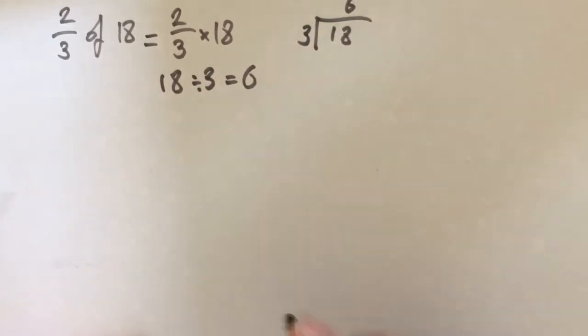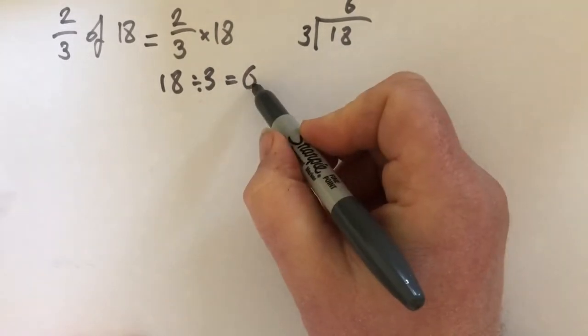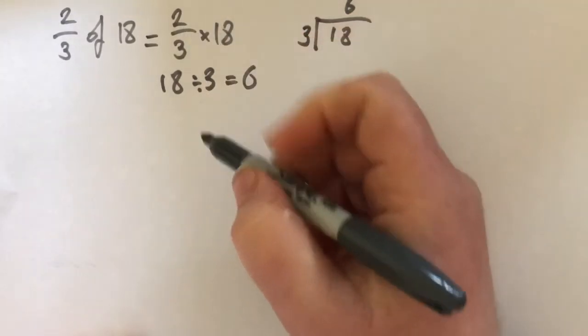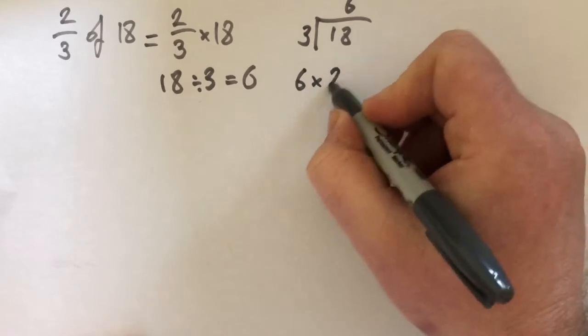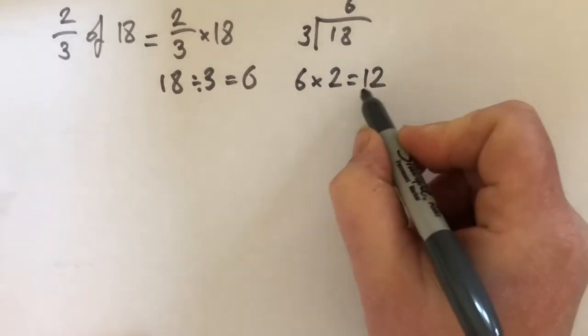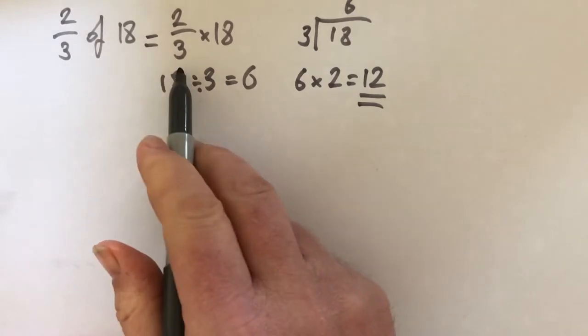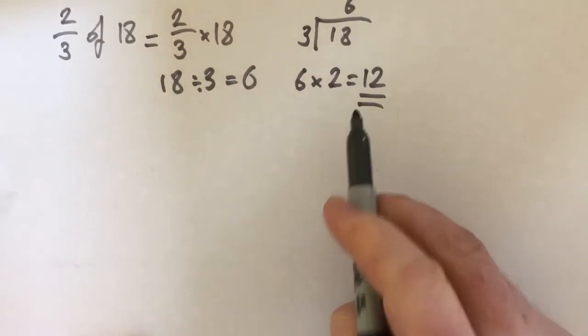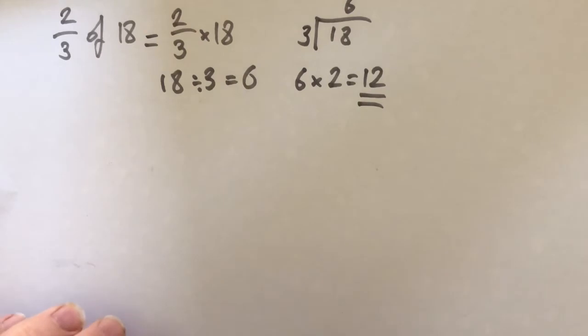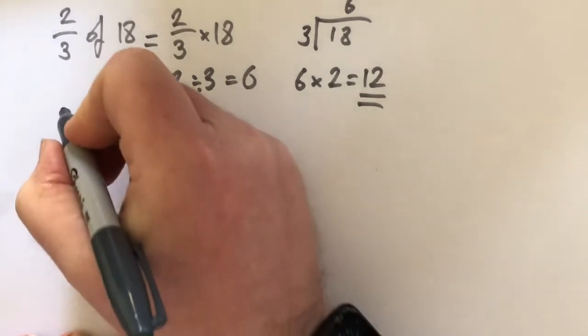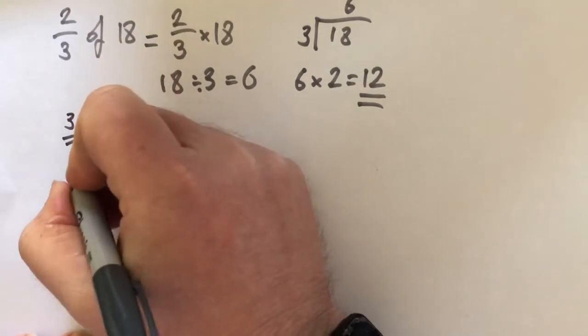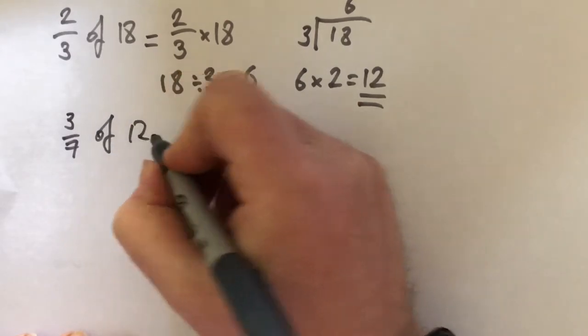Okay, then we multiply this number by the numerator. So we do 6 times 2 is 12, which is the answer to this question. 2/3 of 18, or 2/3 times 18, is 12. Now, let's take a look at a different type of question. Let's do 3/7 of 12.